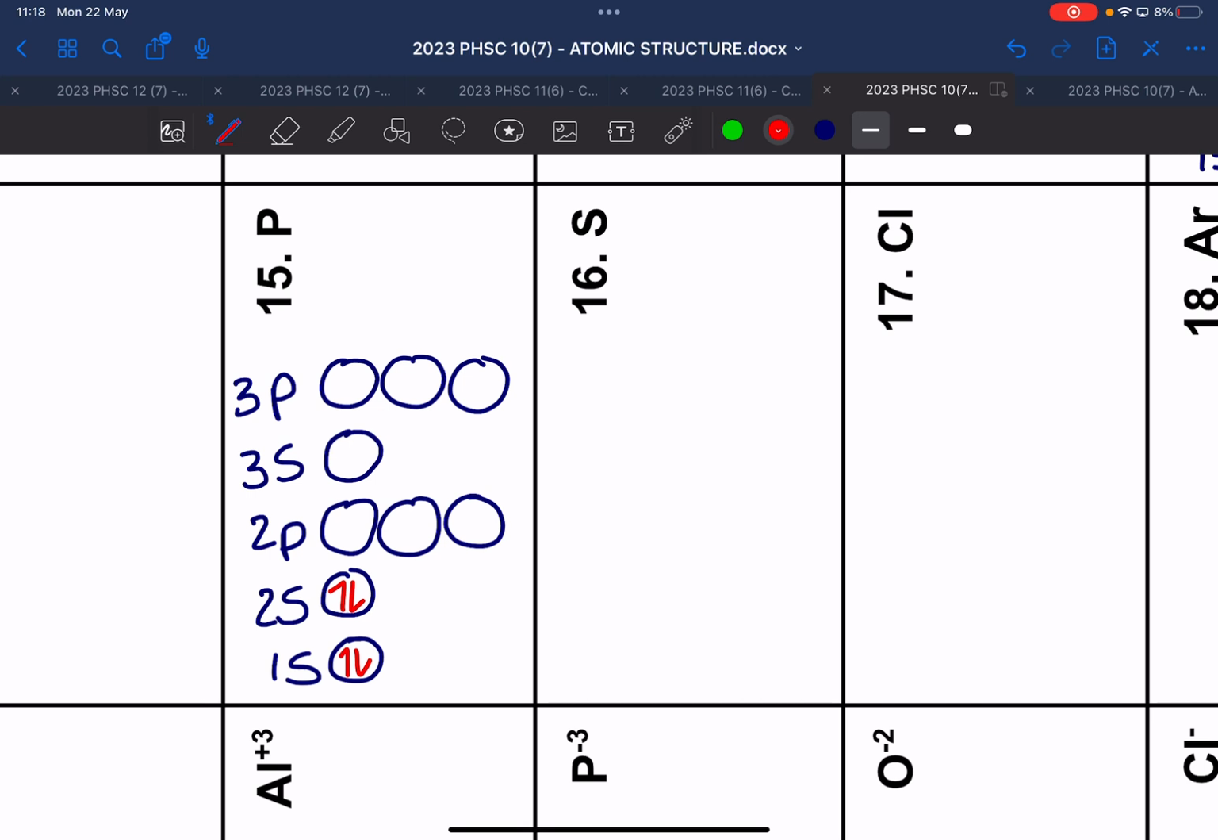So now we're going to go to the p orbitals in the second energy level. So we are going to go 5, 6, 7, 8, 9, 10, 11, 12, 13, 14, 15.